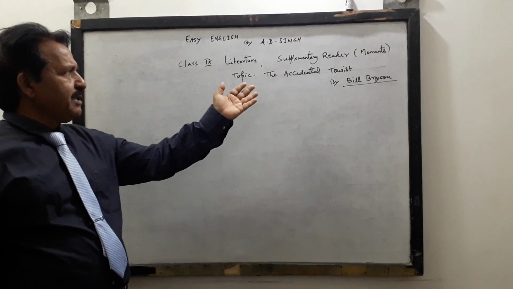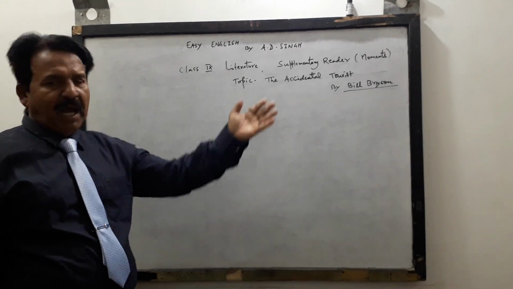The topic is The Accidental Tourist by Bill Bryson. Well, The Accidental Tourist is a story about a clumsy man who panics a lot. This story teaches us the lesson that one should inculcate the habit of self control and patience while traveling.